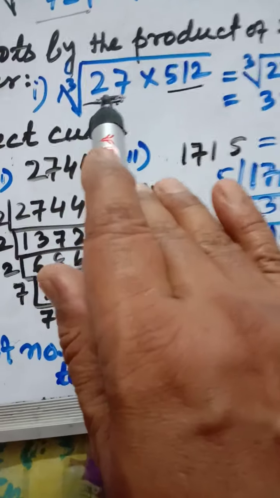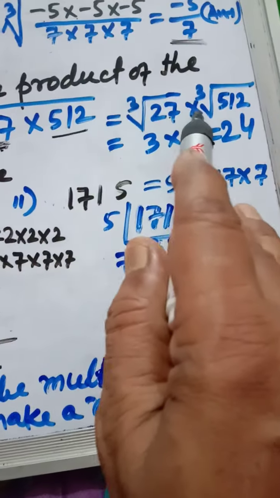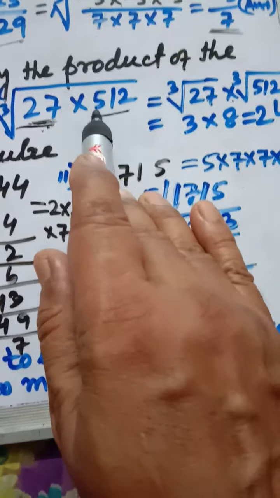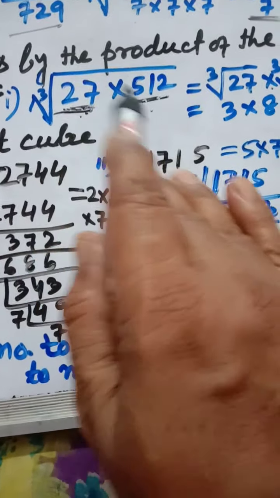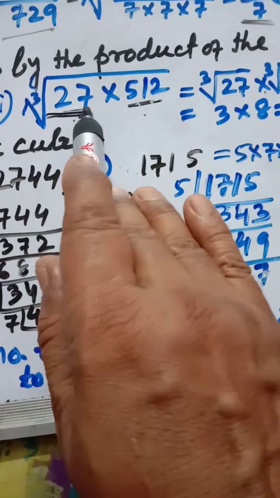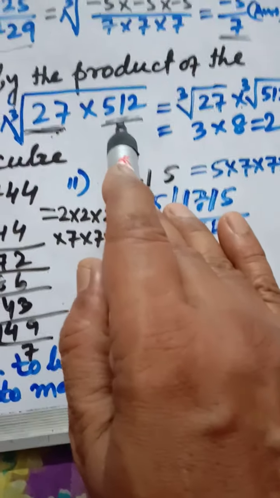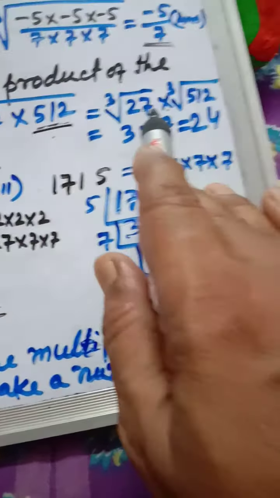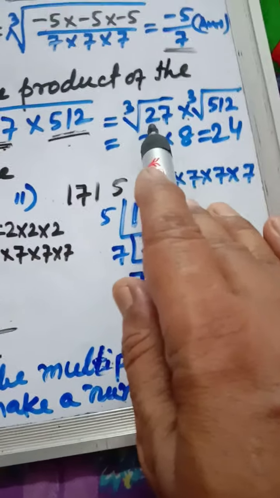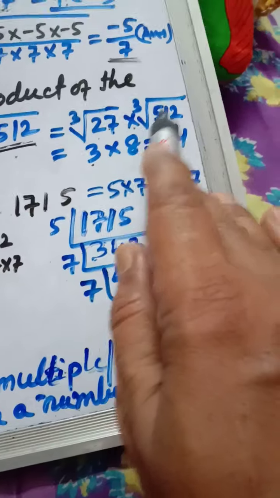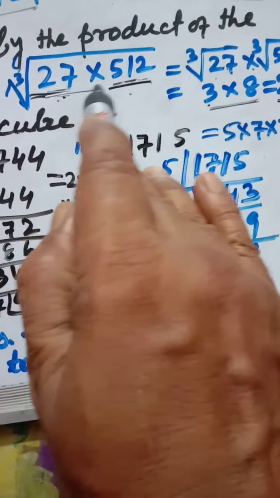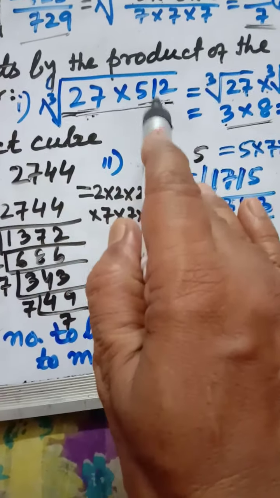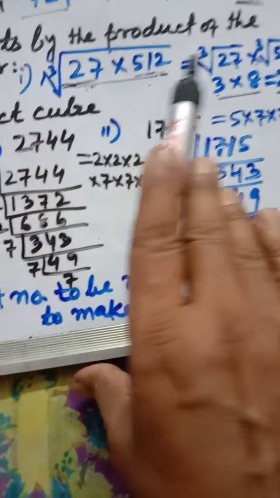You find out separately the cube root value of 27 and then the product of the cube root value of 512 separately. If both are perfect cubes, then you find out separately the cube root value of 27 and separately the cube root value of 512, and then if you find out the product, that will be your answer. So the cube root of 27 will be 3 and the cube root of 512 will be 8. The product of these two numbers will be 24. So the cube root value of 27 into 512 will be 24. I hope you have understood it.